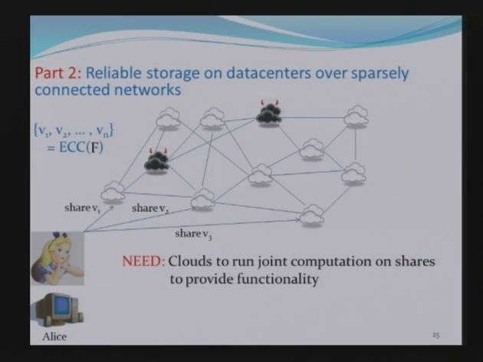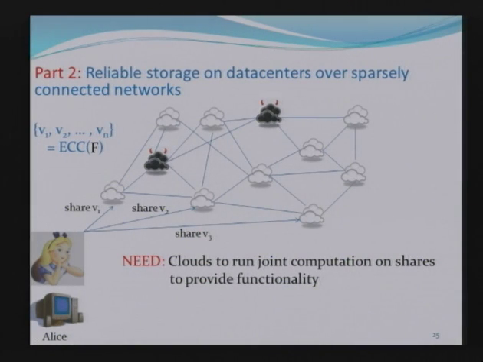And so typically what happens is we need to ensure that clouds can run some joint computation on shares. So if we go back to our previous question, if now the cloud is not a single entity but multiple entities, in order to provide the functionality, we need these servers to talk to each other and run some arbitrary computation, because now they do not have the data wholly, they have only some parts or some shares of this data. Okay, so the need is for the clouds to run some joint computation on these shares of data.